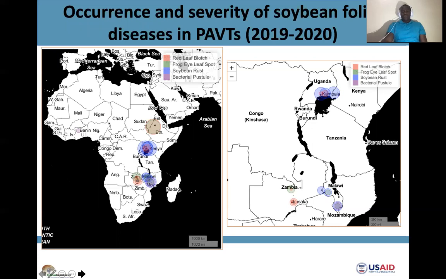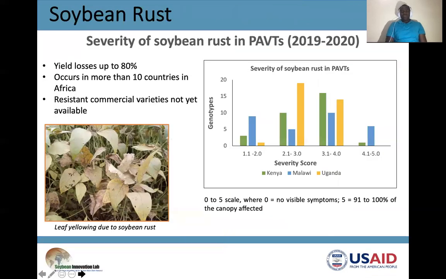We also concentrated on the most important diseases in Africa, which includes soybean rust. This disease causes up to 80% yield losses because the lesions lead to yellowing of the leaves, which affects the photosynthetic efficiency. This, of course, affects flower setting, pod filling, seed setting, and the seed size. This disease occurs in more than 10 countries in Africa, and we do not have any resistant commercial varieties available yet.